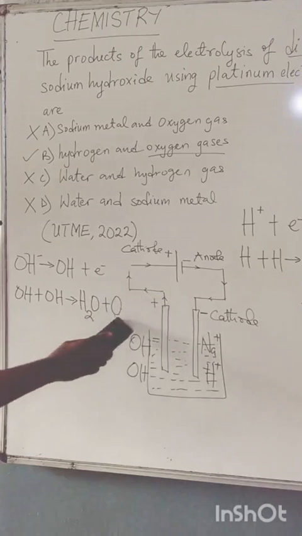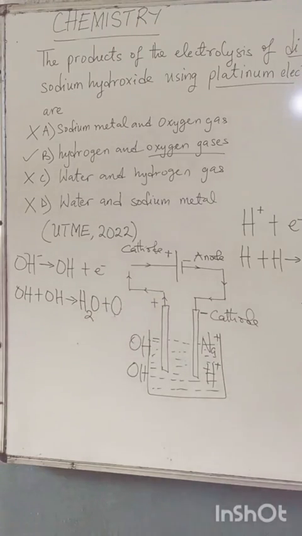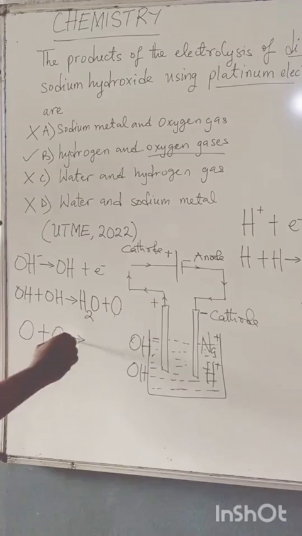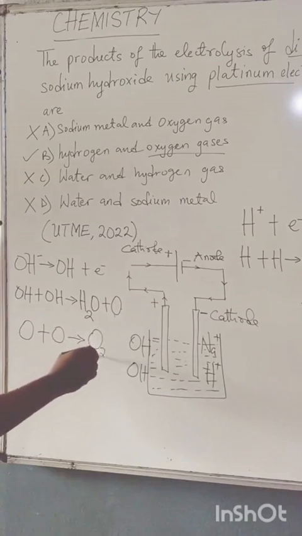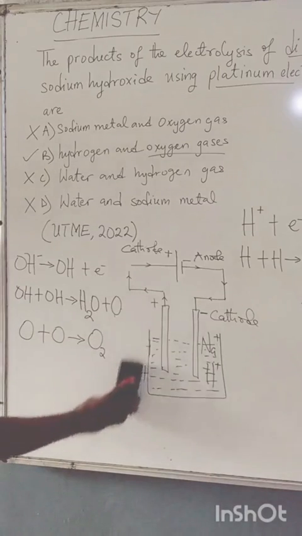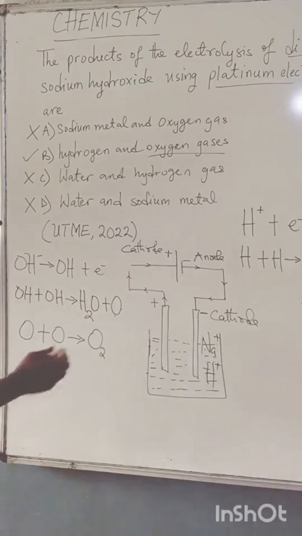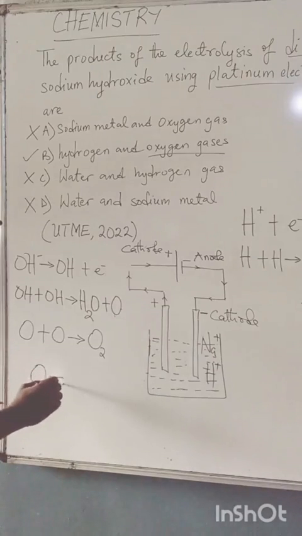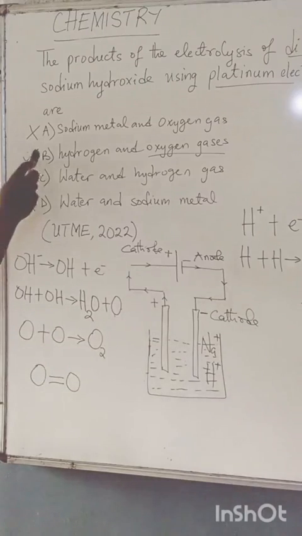Then a single oxygen atom, can it exist alone? No. So one oxygen atom is going to combine covalently with another oxygen atom to give us O2, a diatomic gas. Do you remember when we explained bonding? We said that O2 has a double covalent bond between it. So option B is the correct option to this question.